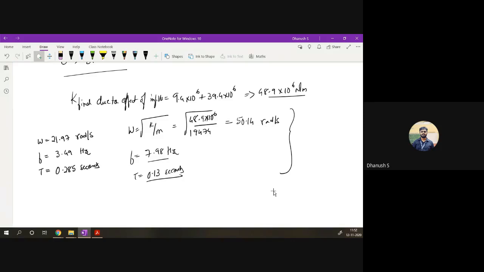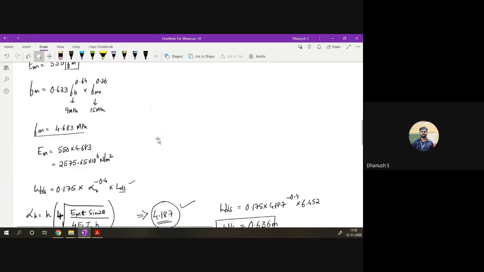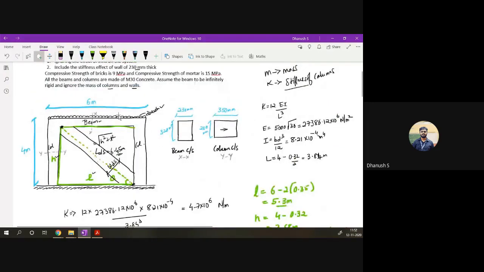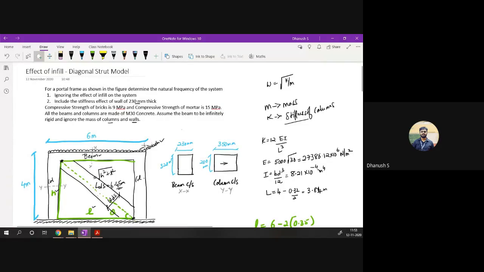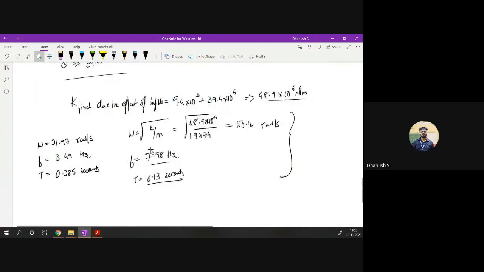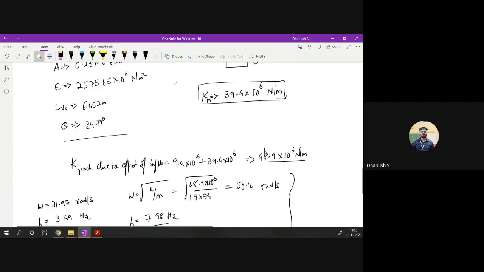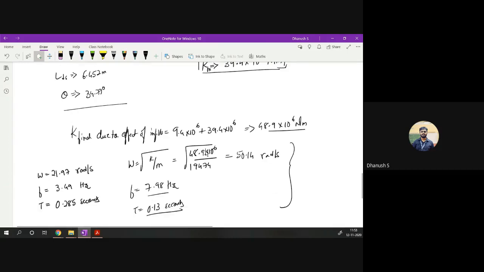But these values are not really accurate. I'll tell you why. Because in a real building, this UDL that we've considered will be directly the wall load. So in this case, just to solve a problem, I gave some dummy load there. But in reality, if you take the actual value of the mass of the wall and the actual stiffness of the wall, the percentage difference might not be so much. Like in this case, the stiffness value here is 39.4, and without the wall, it was 9.4. The difference might not actually be that high. But the procedure will remain the same.